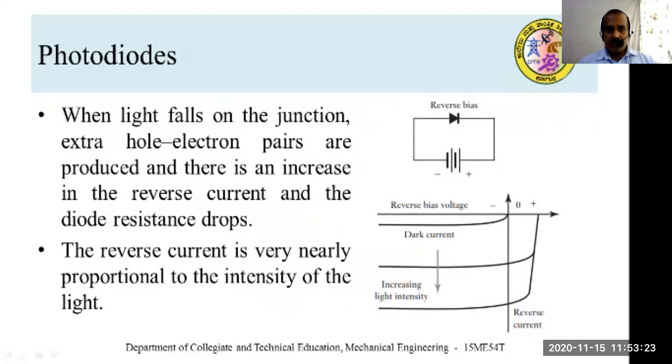So this is the circuit of a photodiode. When light falls on the PN junction, there is an increase in the reverse current, and the diode resistance drops drastically. The reverse current developed is proportional to the intensity of light falling on the photodiode. As we see here, as the light intensity increases, the reverse current is also increasing.